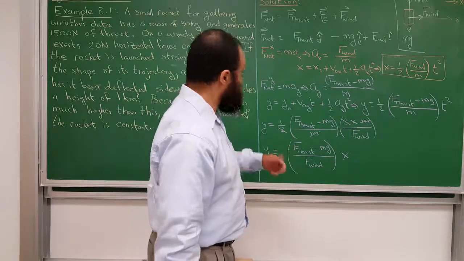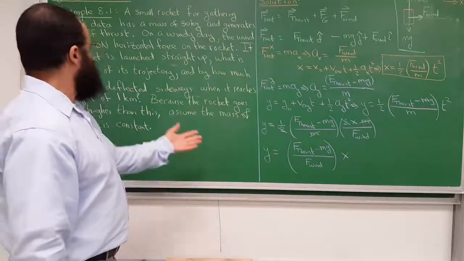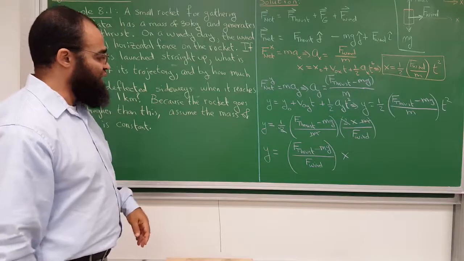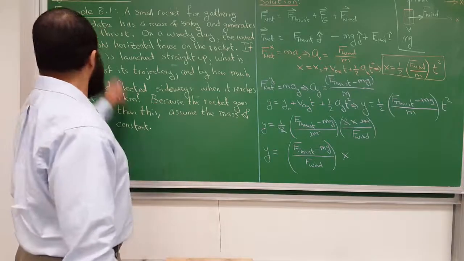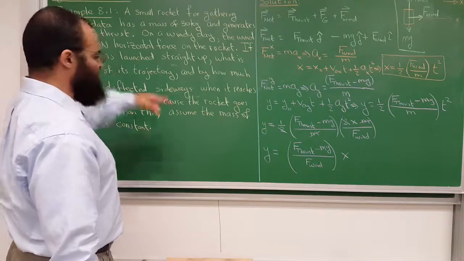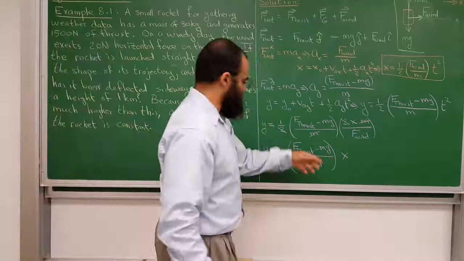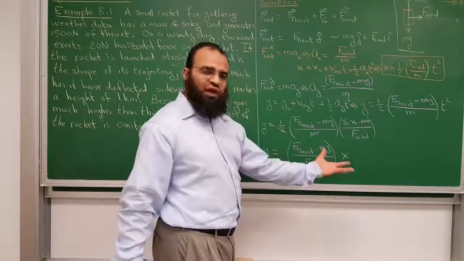This is a constant. F thrust is a constant, it's just some number. Mg is 30 kilograms times 9.8. The force of the wind is 20 newtons. I'm sorry, the thrust is 1500 newtons, not 20. So anyways, those are just numbers. So you just have y equals a constant times x.